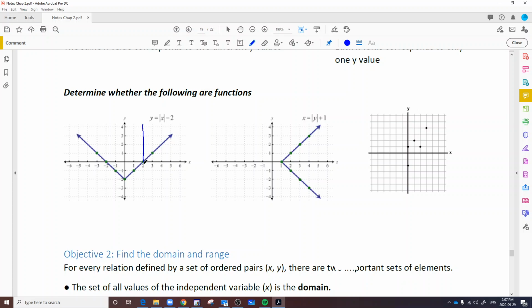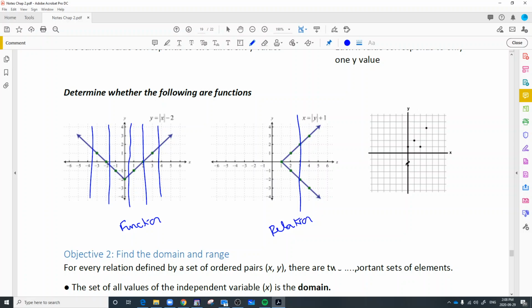So vertical line test, no matter where I draw this vertical line, I can't get a vertical line to pass through more than one point, so this is a function. Here, I can right away draw a vertical line there. I pass through more than one point, so this is a relation or not a function. Here you've got points. I know they're a little bit hard to see. You've got a point here and a point here and a point here, a point here and a point here. This point passes the vertical line test. This point passes the vertical line test, passes the vertical line test. But if I draw a vertical line here, I'm passing through 2 points. So this fails the vertical line test. So it's not a function, but it is a relation.